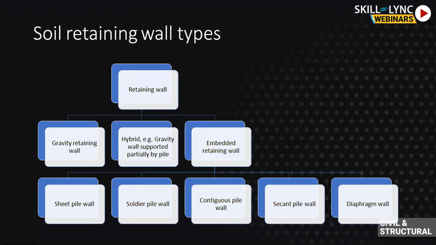So in the embedded retaining wall there are several types: sheet pile wall, soldier pile wall, contiguous pile wall, secant pile wall, and diaphragm wall. Generally, a sheet pile wall is a steel structure. A soldier pile wall is a combination of steel and a lagging system. Contiguous pile wall, secant pile wall, and diaphragm wall use concrete. We will be building these walls.